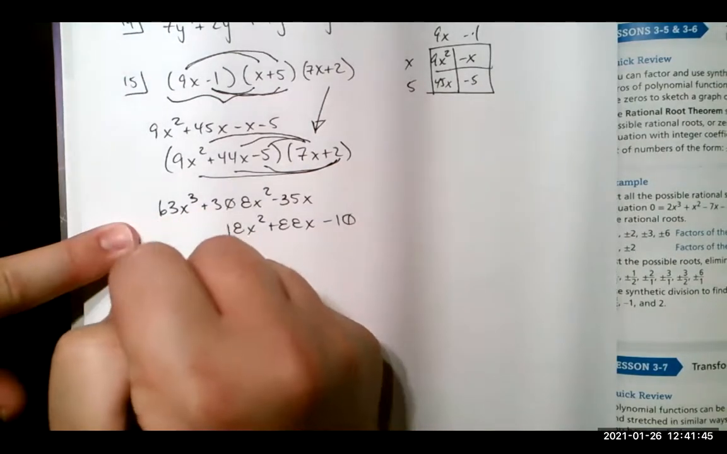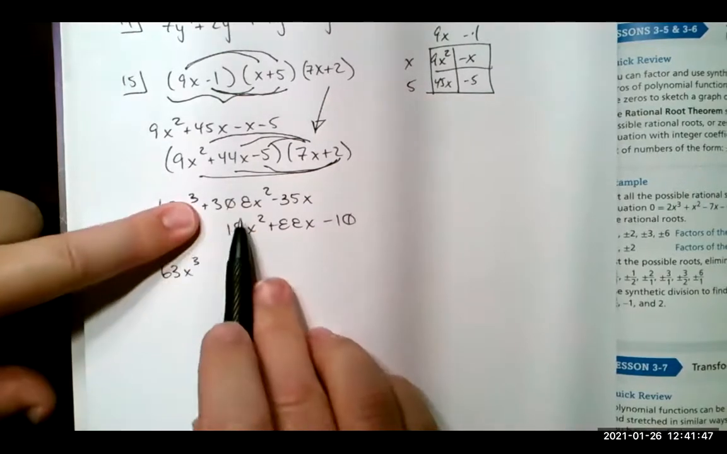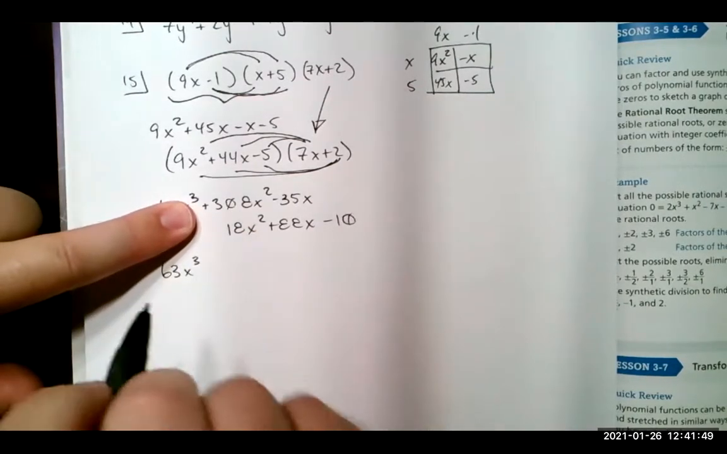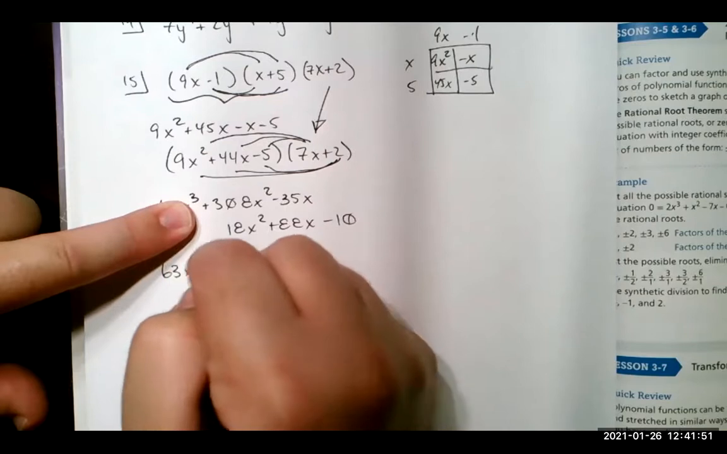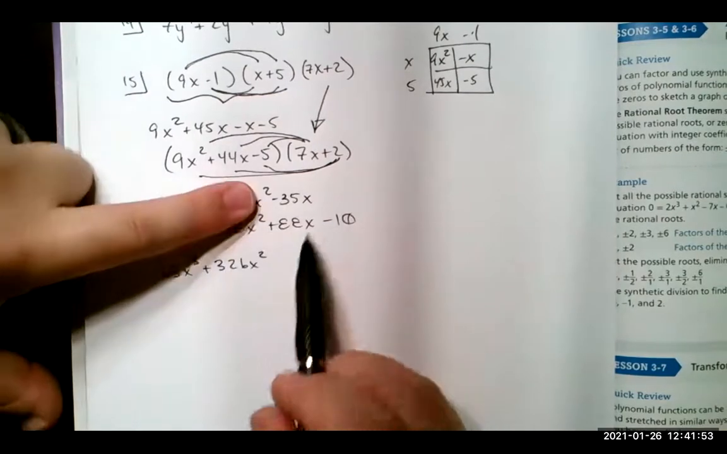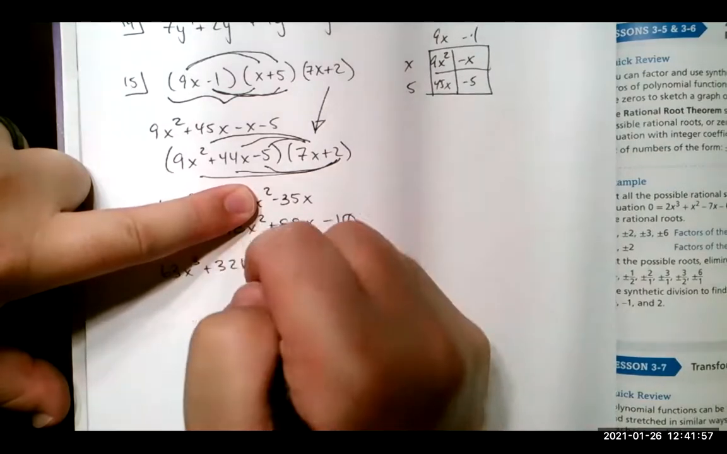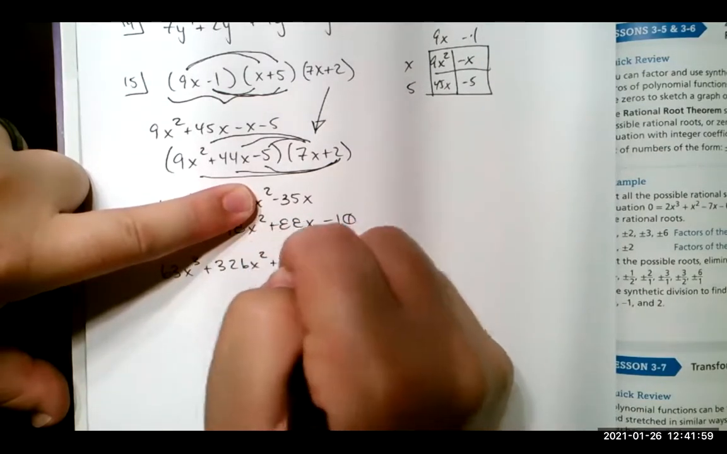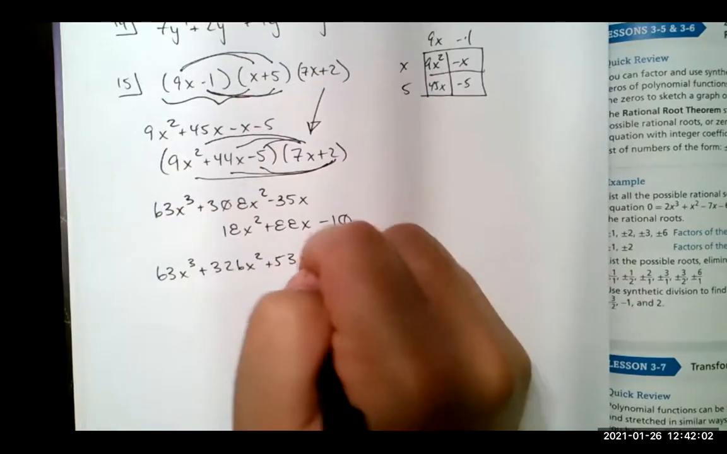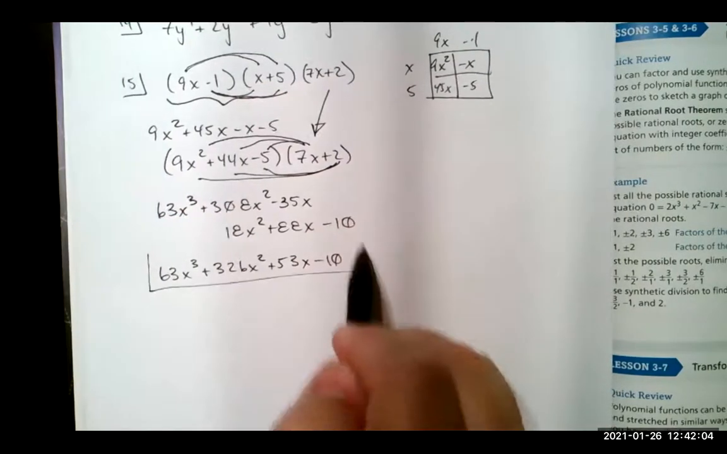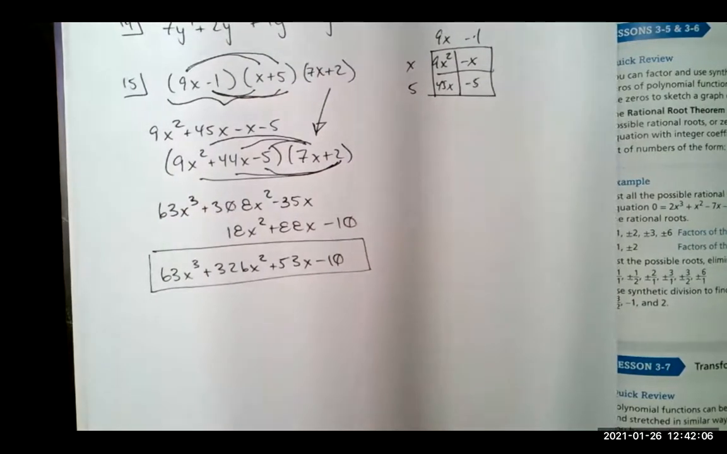So there are no other x cubes. If I add my x squareds, that's 326. If I add my x's, what do you think? 53x. And then my constants all by itself, I'm not adding or subtracting anything to that. So that would be my final answer.